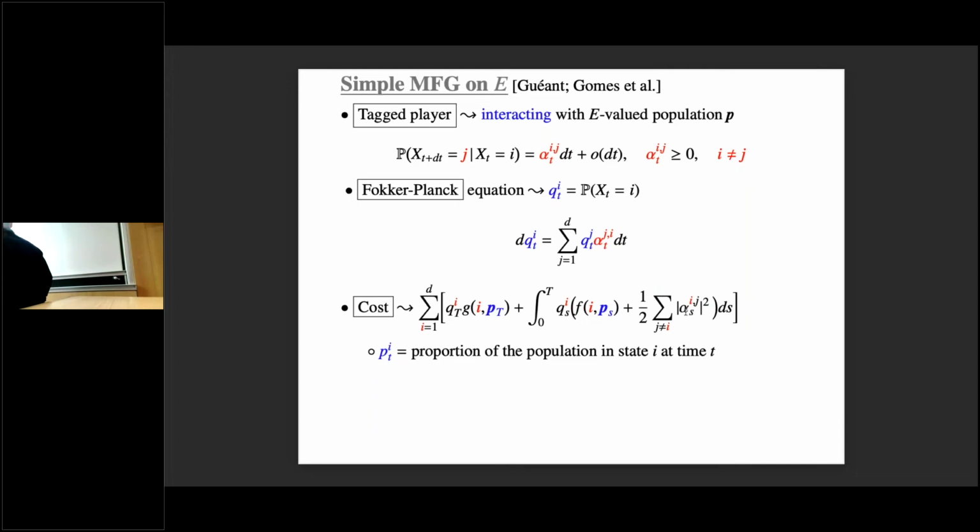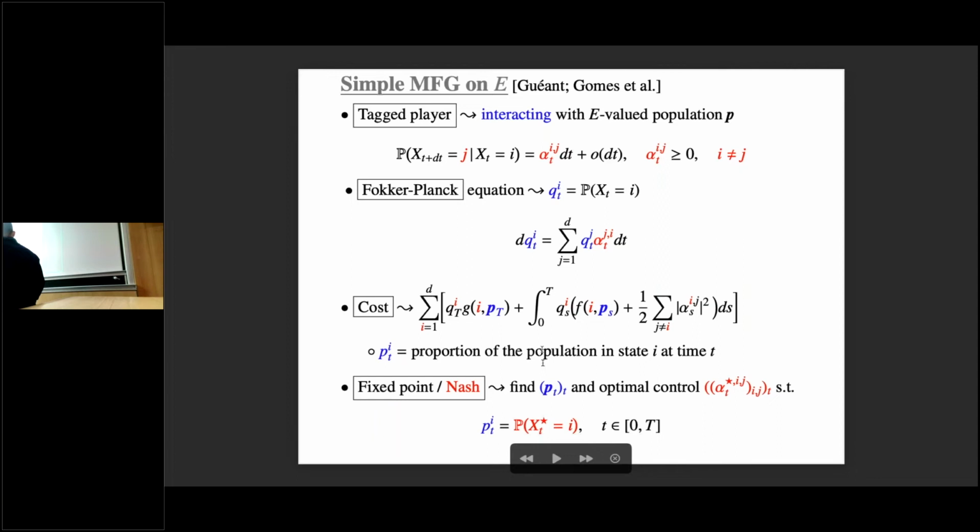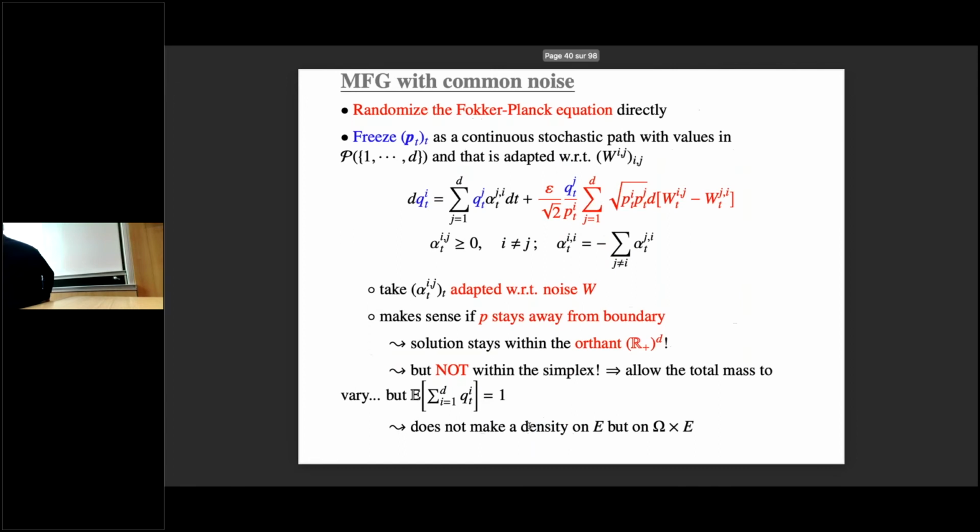I say, well, P is the input. I want to minimize the cost when Q solves this equation. And I want to take a fixed point. So I want to find P and an optimal control such that I have the identification that P is equal to the law of the minimizer, of the optimizer. So this is the same fixed point as before, except that this is reformulated for games with a finite set.